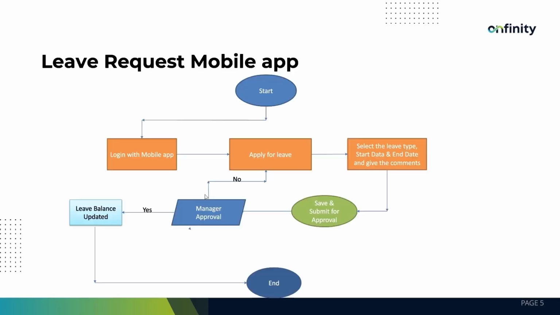In the flow, the employee will log into the mobile app from their phone, apply for leave, select the leave type, and provide mandatory comments. They will then save the record and submit it for approval. Upon manager approval, the leave balance will be updated, and the transaction will be completed.